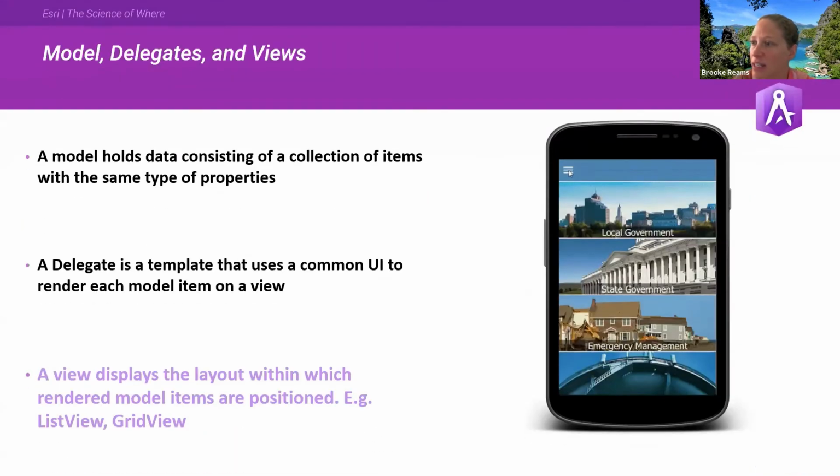And then finally, the view. The view specifies how the delegate will be displayed. A view displays the layout within which rendered model items are positioned. So a view could be a list view, which is what you see on the right-hand side of the screen. That's a vertical list view, but you can also have a horizontal list view. You can have a grid view, which would show your images and titles in a grid. So there are different ways of displaying the data.